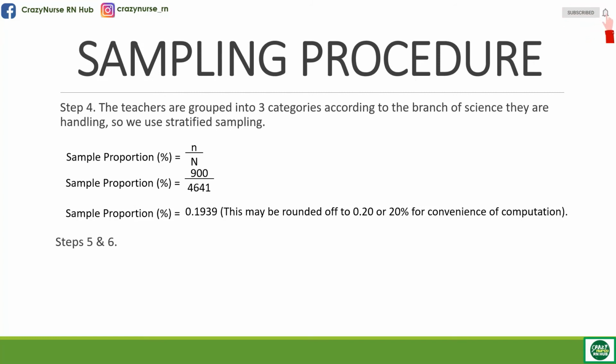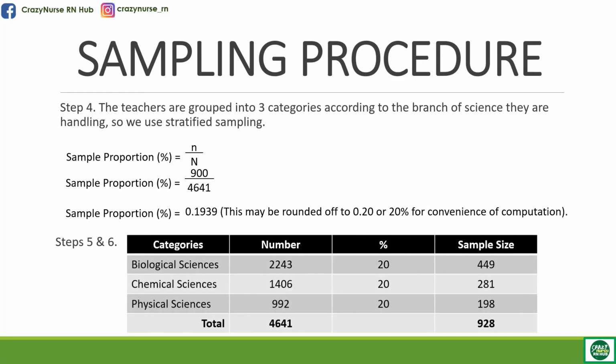Next, we proceed to steps 5 and 6. So we have here categories, the number, which is the population size of each category, the percentage, and the sample size. So for biological sciences, we have 2,243. That is multiplied by 0.20, which is the 20%, and the answer is 449. That means we will get 449 as the sample size from biological sciences teachers.